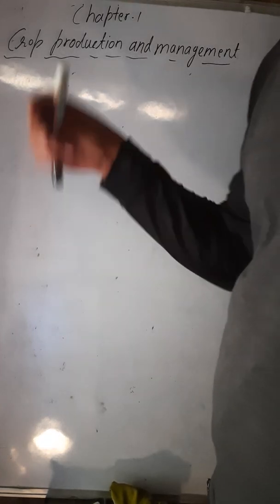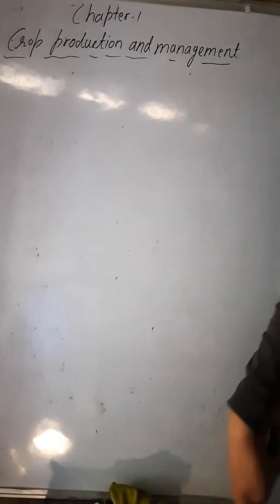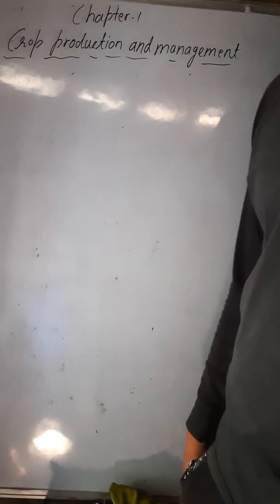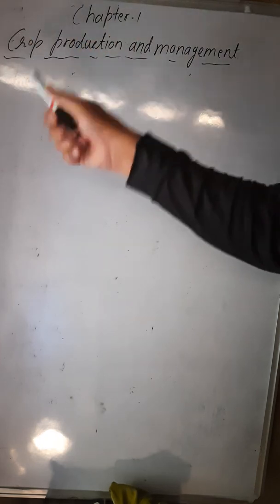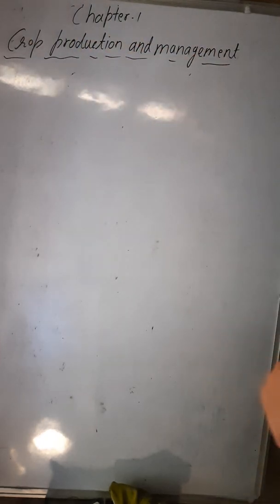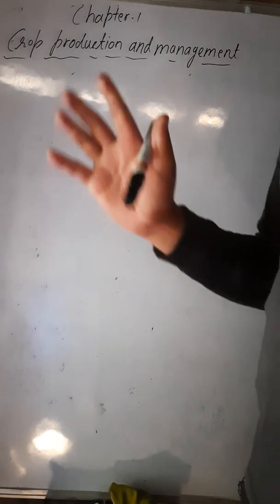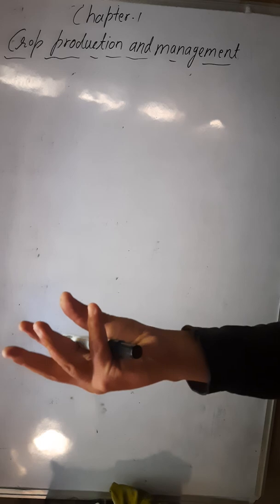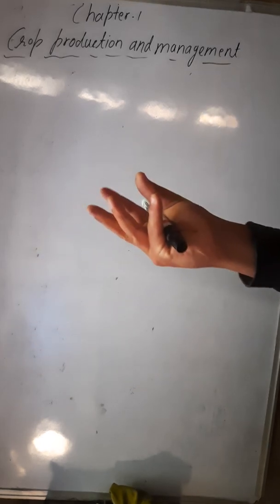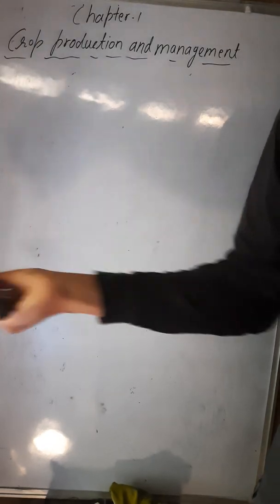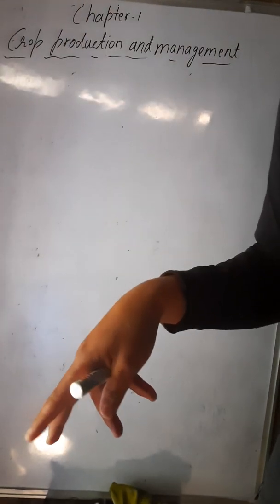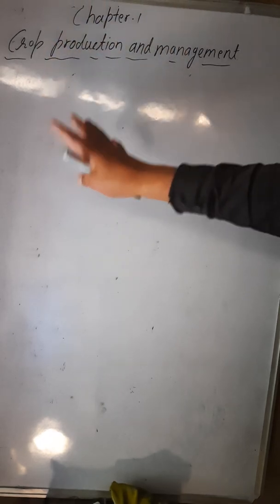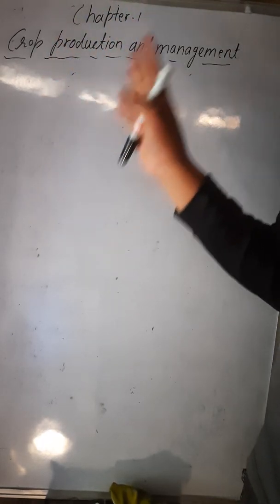Hello dear students. Today we are going to discuss the first chapter of science for class 8th students, and the name of the chapter is crop production and management. Here we will read about how the crop is grown, how it comes into the market, and ultimately how we consume it. These things we will read in this chapter, crop production and management.